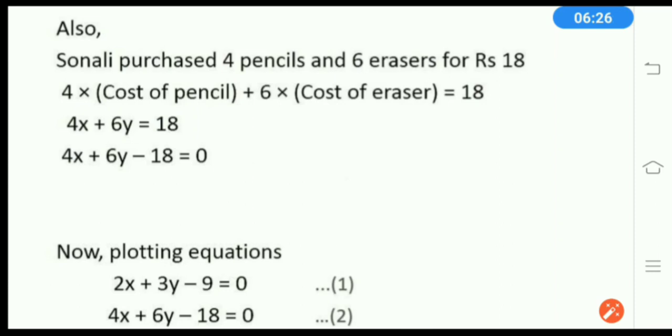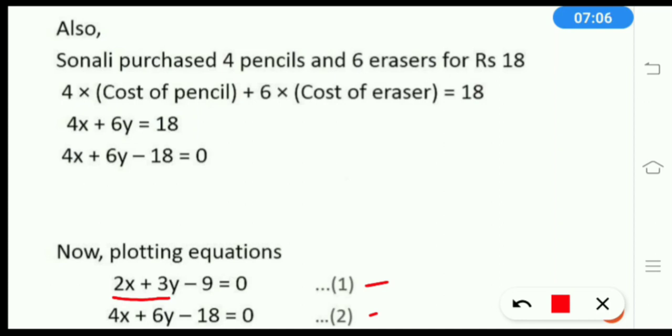So now second, that means we represent this situation graphically. So now we plot the equations. Okay, at first, this is the first one, twice x plus thrice y minus 9 equals to 0, this is equation 1, and the next one is 4x plus 6y minus 18 equals to 0, this is the second one. So now we represent the first line or first equation on the graph paper, and next we represent the second equation on the graph paper.